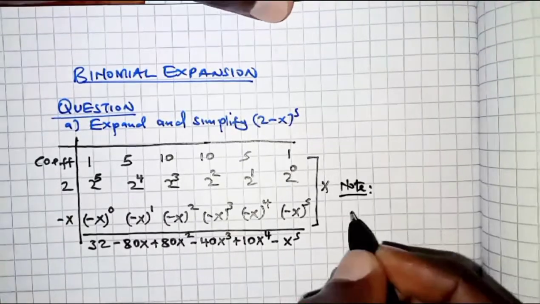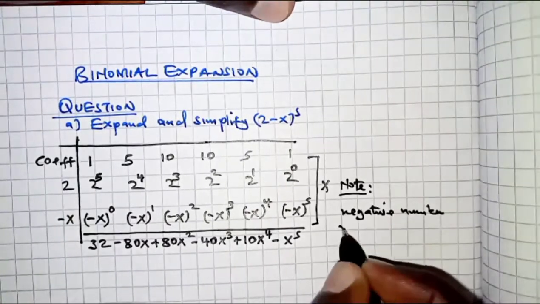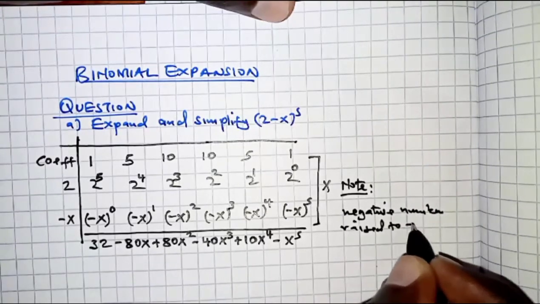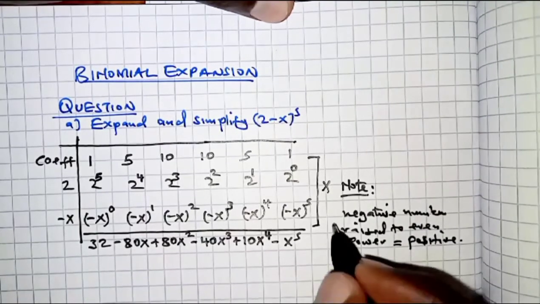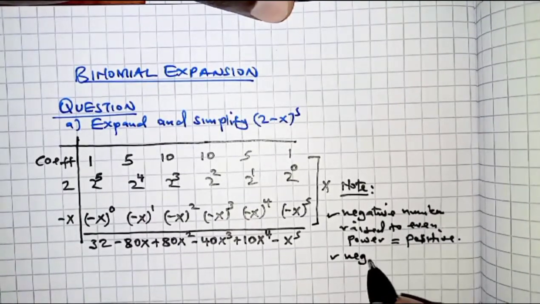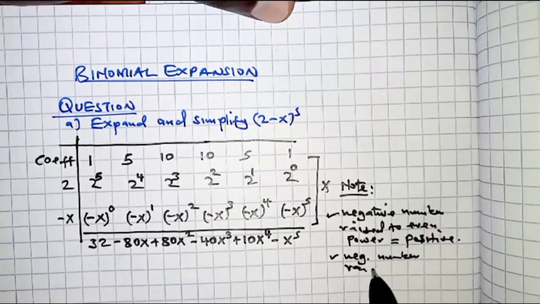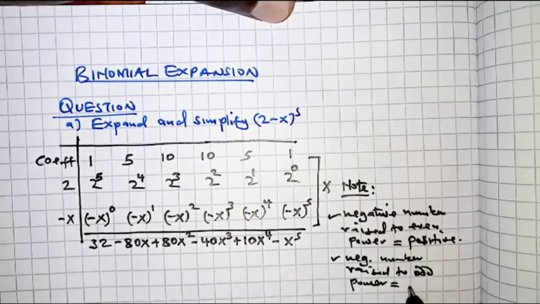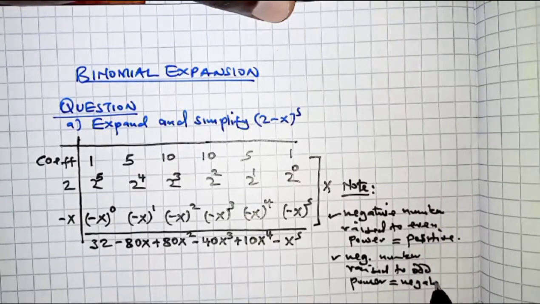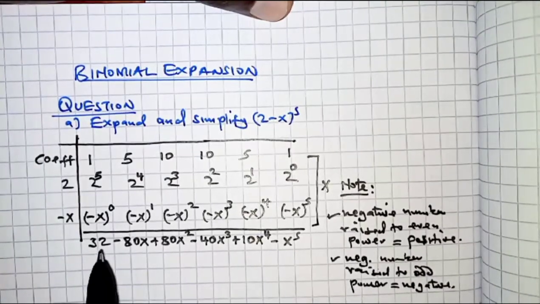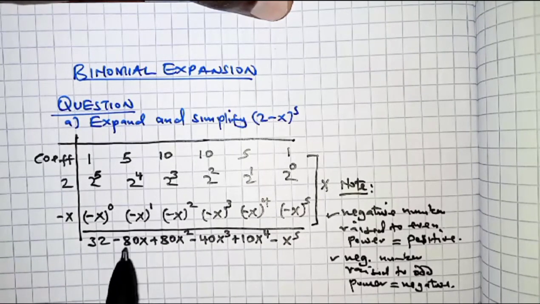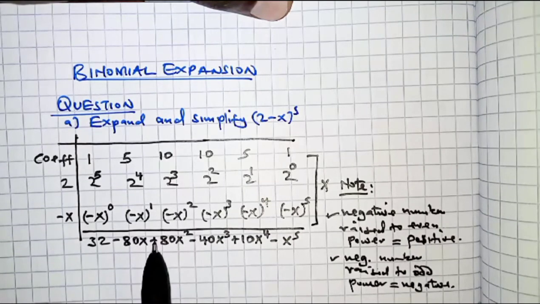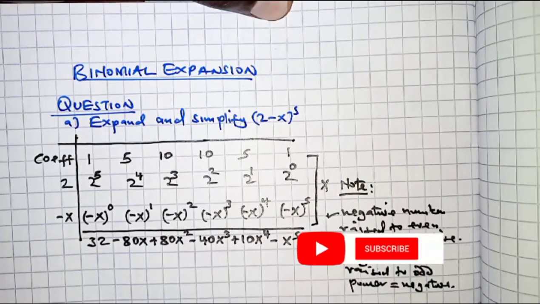So note, a negative number raised to an even power is equal to a positive number, and a negative number raised to an odd power gives us a negative result. That's why we see the signs alternating. Here the power was odd, so we had a negative. Here the power is even, we have a positive. Here the power is odd again, negative. So it keeps on alternating following that.